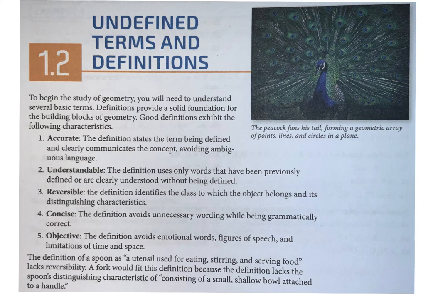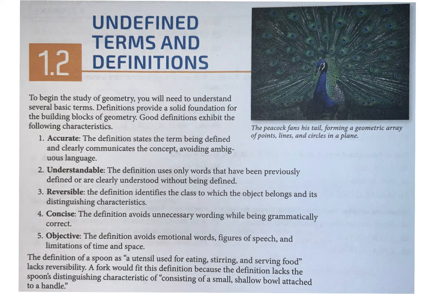But if you look, section 1-2 is all about undefined terms and definitions. So the first thing they talk about here is that to study geometry, you have to understand certain basic terms. Definitions are really important, and it's important that they are good definitions. So the first thing they do is give you a description of what is a good definition.